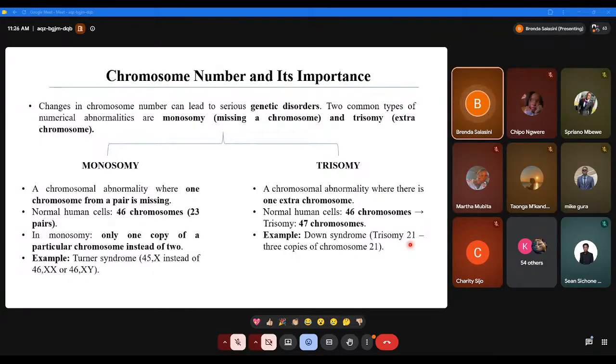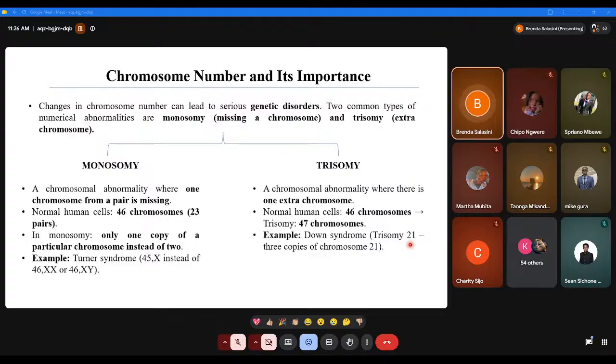Okay, in an individual, we expect that for chromosome 21, there must just be two, one from the mother, one from the father. But then in Down syndrome, you've got an extra copy of chromosome 21, meaning that you've got more than the 46 chromosomes that you need. And because of that, you have this condition referred to as Down syndrome.